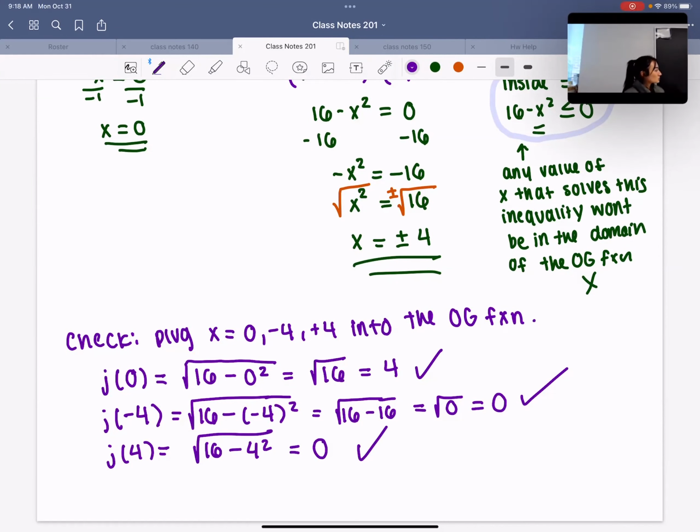Okay, so since all these values, when I plug them into my function, give me actual numbers and not error values in our calculator, we have 3 critical values. Are critical values the x values or the y values?